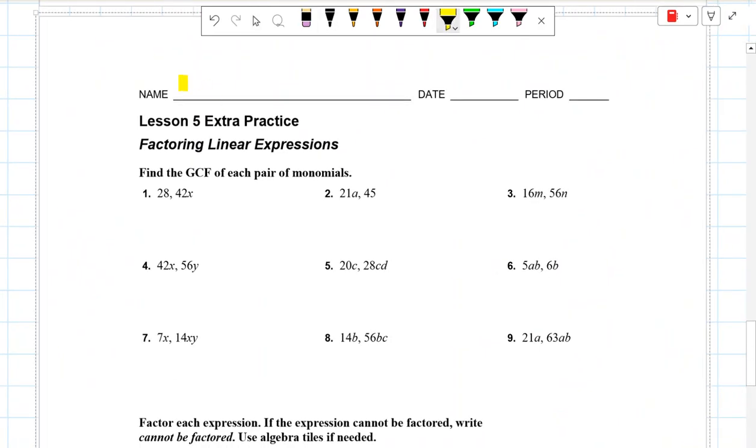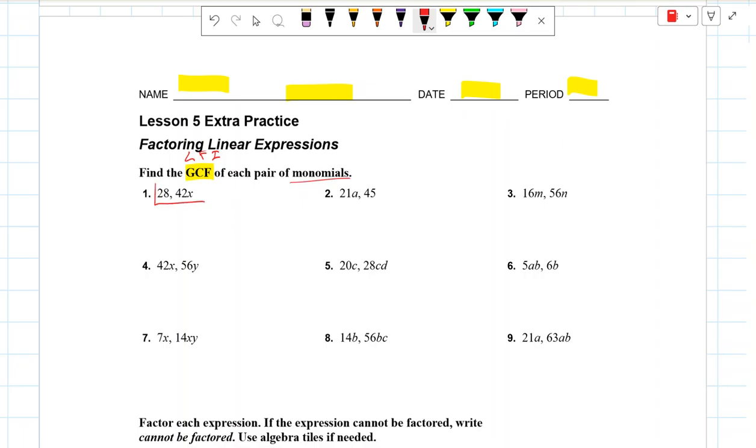So you definitely want to put your first name, last name, date, and period. And then you read directions carefully. Find the GCF. It's funny, in the notes we learned that it's the LFI, the largest familiar ingredient, of the pair of monomials. Okay, so this one, it's the upside down cake. That's all it is. And you just work it out.